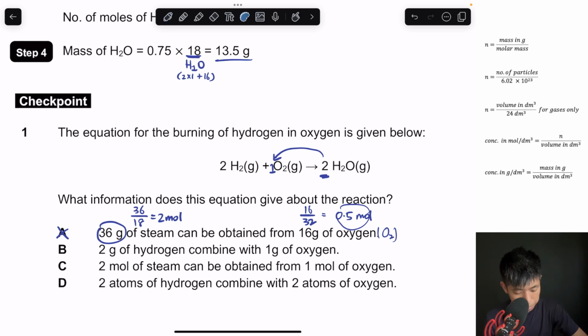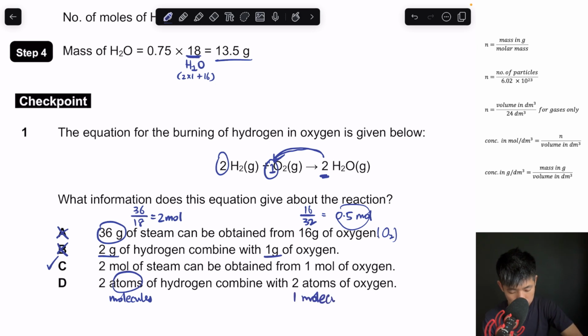Okay, look at option B. 2 gram of hydrogen combined with 1 gram of oxygen. Remember, this 2:1 is not a mass ratio. So B is wrong. It's a mole ratio. Option C, 2 mole of steam can be obtained from 1 mole of oxygen. Yes, that was what we mentioned just now. That's correct. Option D, 2 atoms of hydrogen combined with 2 atoms of oxygen. That's not correct. Should be 2 molecules of hydrogen combined with 1 molecule of oxygen. Okay, so answer here is C.